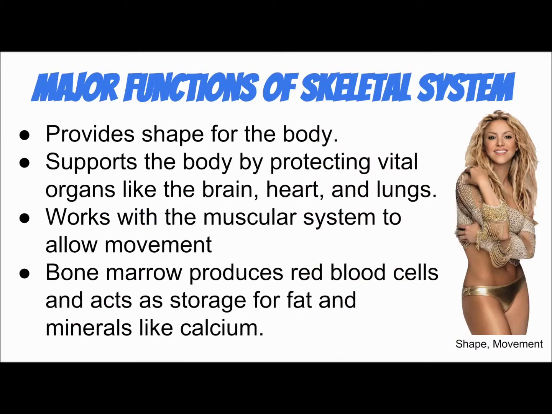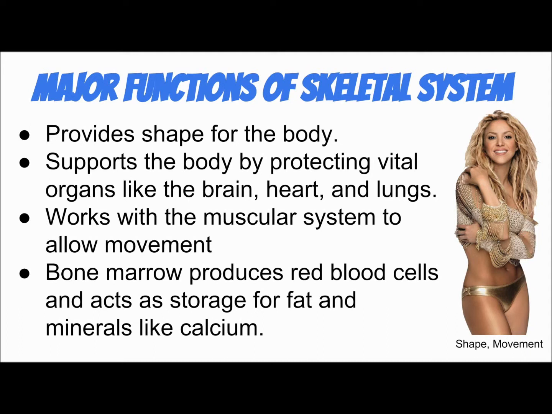Functions of the skeletal system. Number 1, it provides shape for the body. Number 2, it supports the body by protecting vital organs like the brain, heart, and lungs. Number 3, works with the muscular system to allow movement. Number 4, bone marrow produces red blood cells and acts as storage for fat and minerals like calcium. Our picture shows shape and movement.